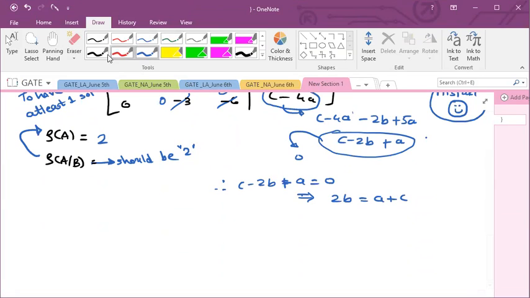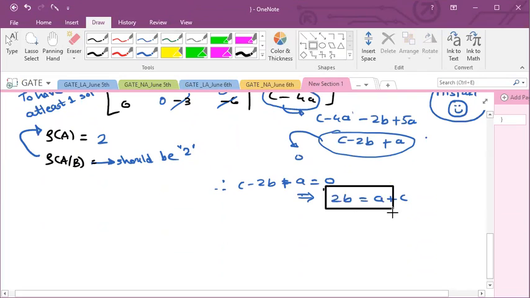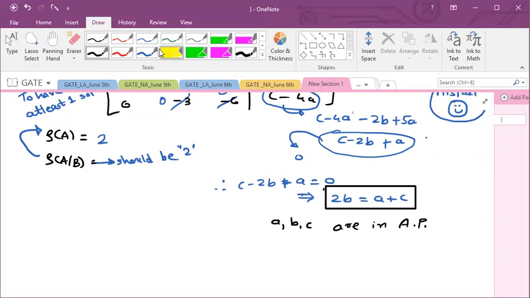And if 2B equal to A plus C, what can you say about A, B, C? Remember this? If 2B equal to A plus C or B equal to A plus C by 2, do you remember something about arithmetic progression? Then definitely your A, B, C are in AP, isn't it? You know now this arithmetic progression? Please give me some response. So this will be our final answer of this question.